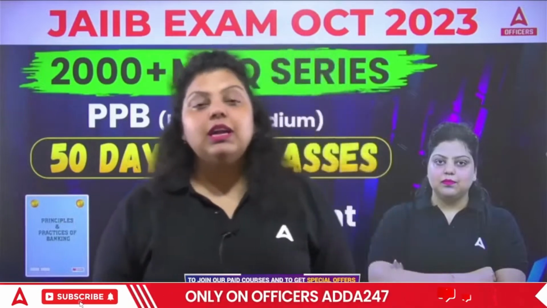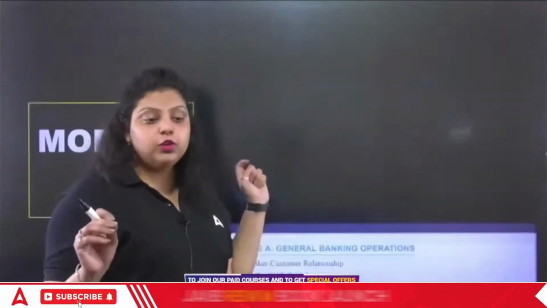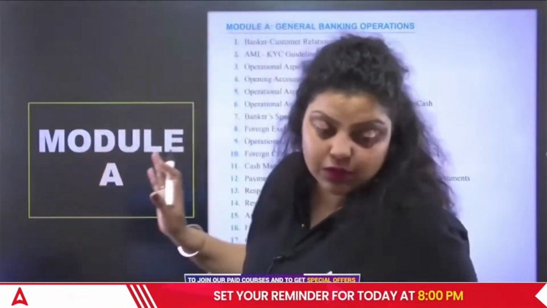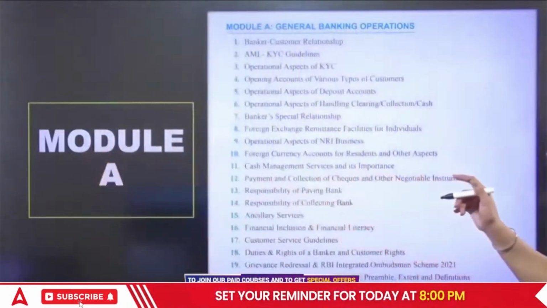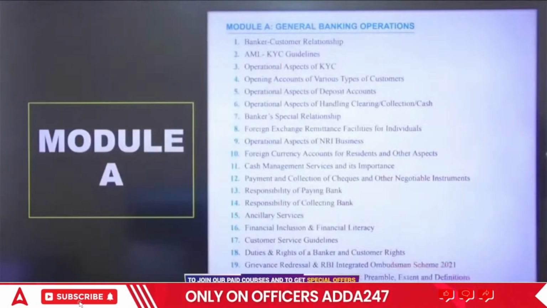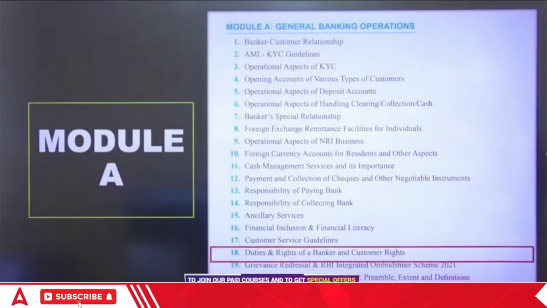So as we know, there are 55 units in your PPB syllabus. Every subject of your JAIIB has 4 modules, and PPB also has the 4 modules. In the PPB, there are a total of 55 units. Out of 55 units, 21 units are in module A. And today we are going to discuss the 18th unit, that's the duties and rights of a banker and a customer.